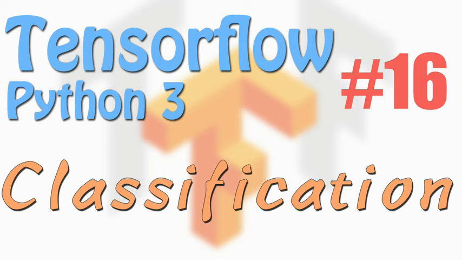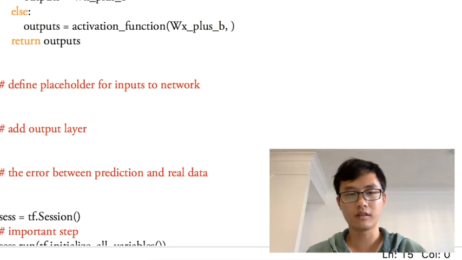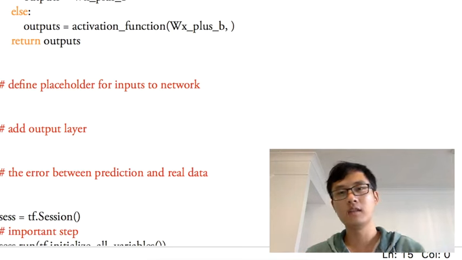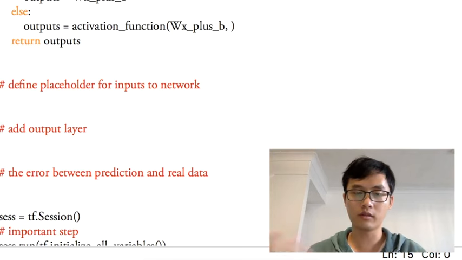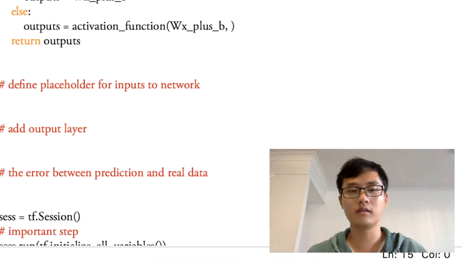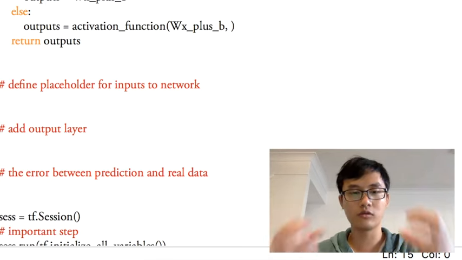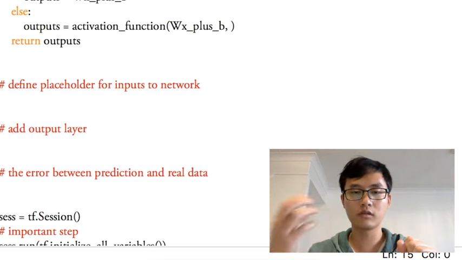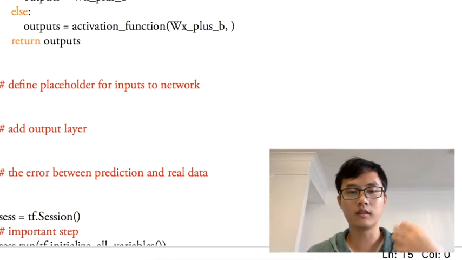Hello everyone, welcome back to the TensorFlow tutorial. Today we're going to talk about the classification problem. Previously we already went through the regression problem, which is to predict a continuous value, but this time we're going to distinguish several different types, for example, the digital number from 0 to 9.